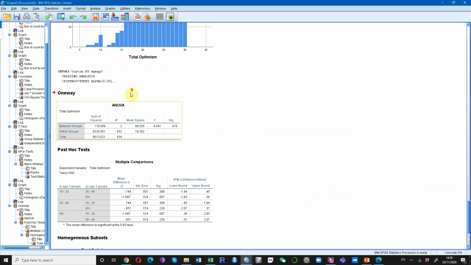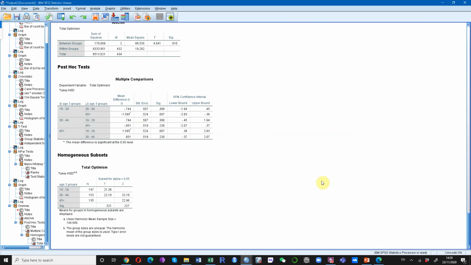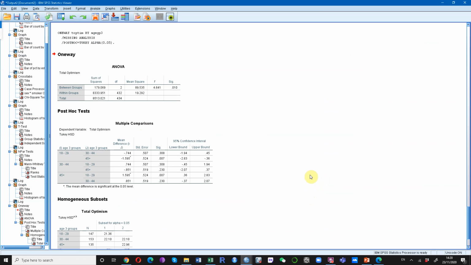So we've got 1, 2, 3 tables. We'll walk through all of them together. The first table here is the actual one-way ANOVA test. So this is the most important test, basically. And that p-value this time is here, marked as sig. And if you look at this number, it's actually 0.01.